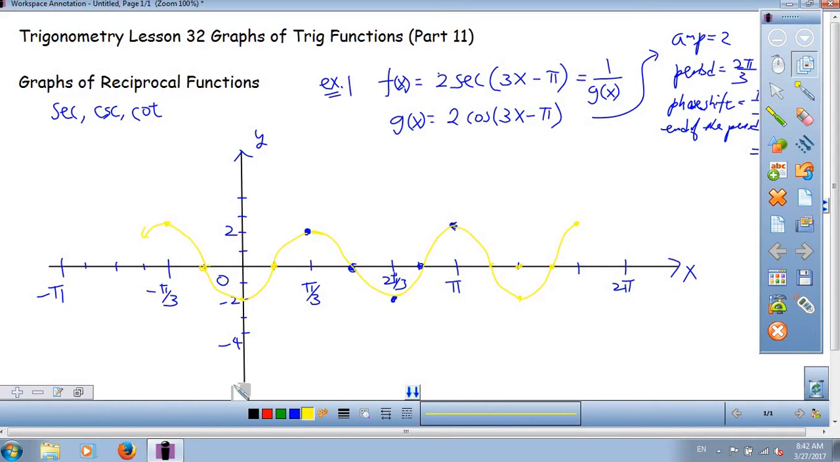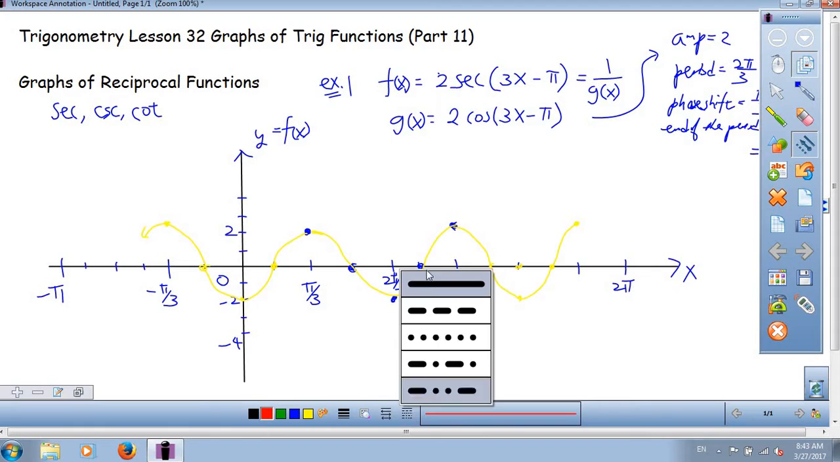Alright, so based on this, how do I graph the secant? Because what we really want to graph is f of x, the secant function. Now, the secant function is the reciprocal function of cosine. So as you can see, it will be basically everything that's opposite, in a sense, to the cosine function. And whenever cosine function equals 0, there's going to be an asymptote, a vertical asymptote.